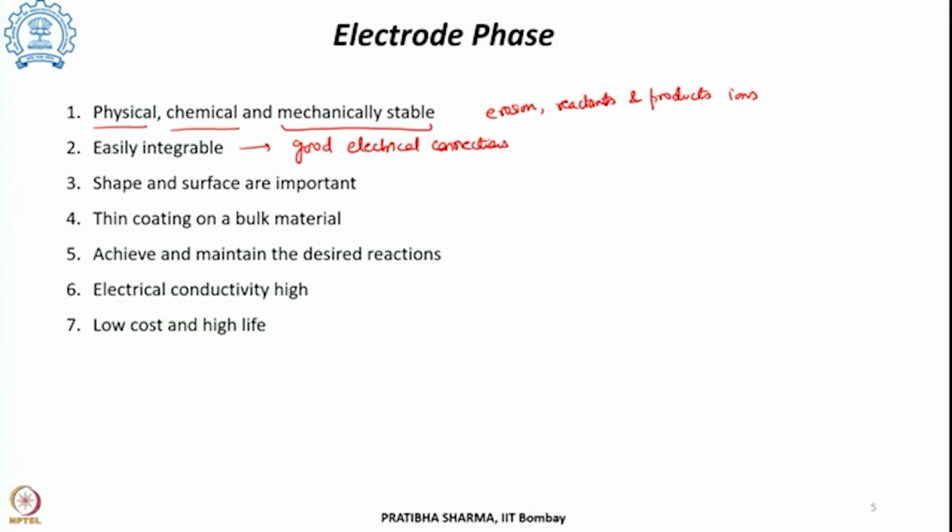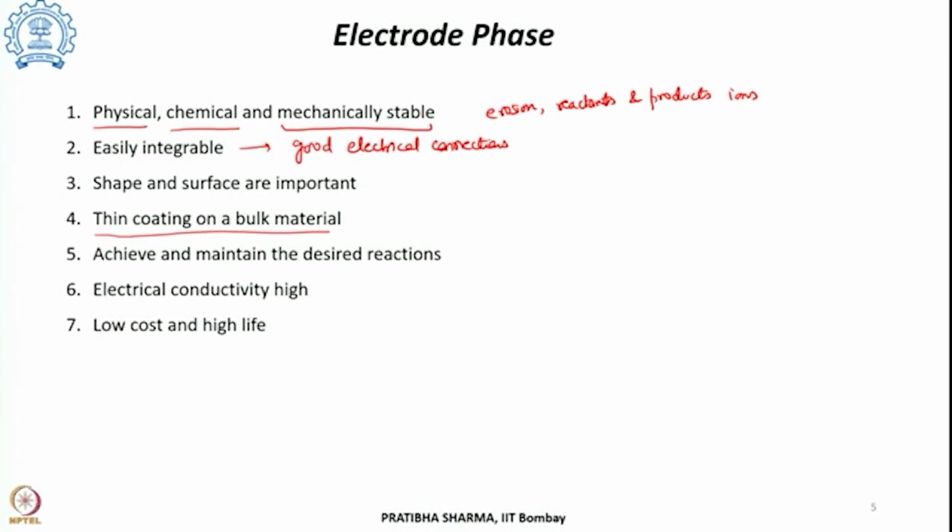The shape and surface of the electrode phase is also very important, in the sense that this is the place where the various electrochemical reactions occur. The surface should be such that it allows the reactants to react and the products formed to be removed in the process. Usually a very thin coating is considered on a bulk material.